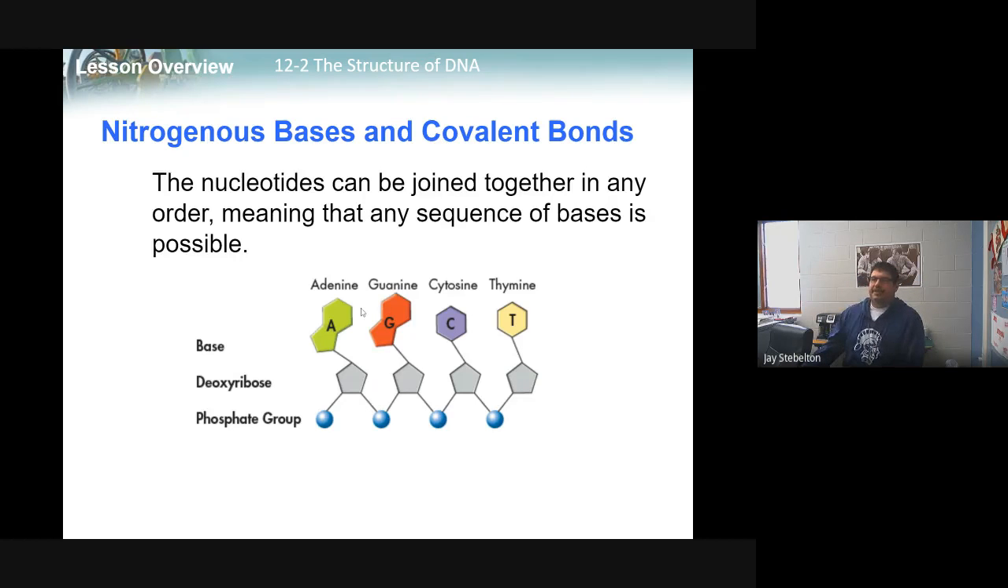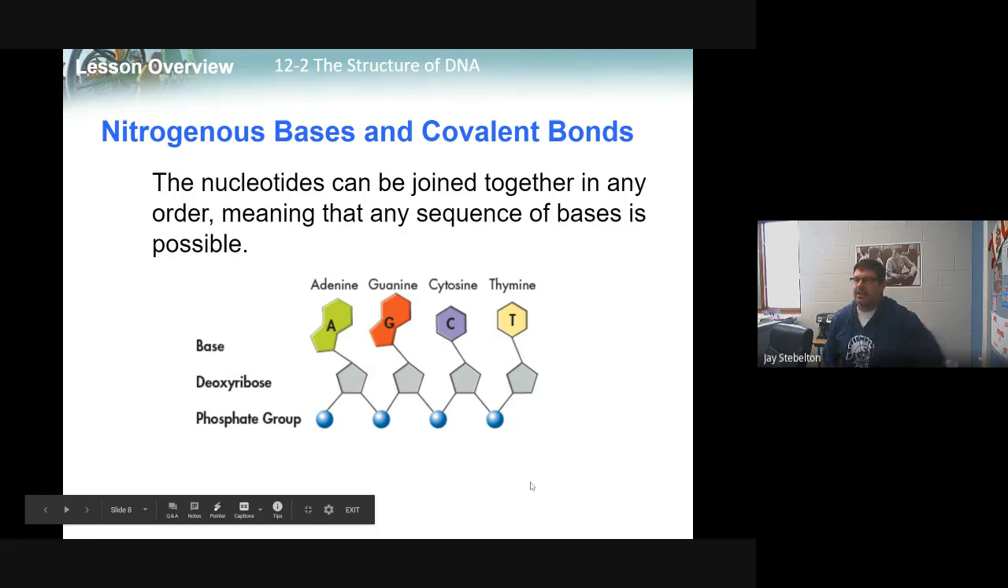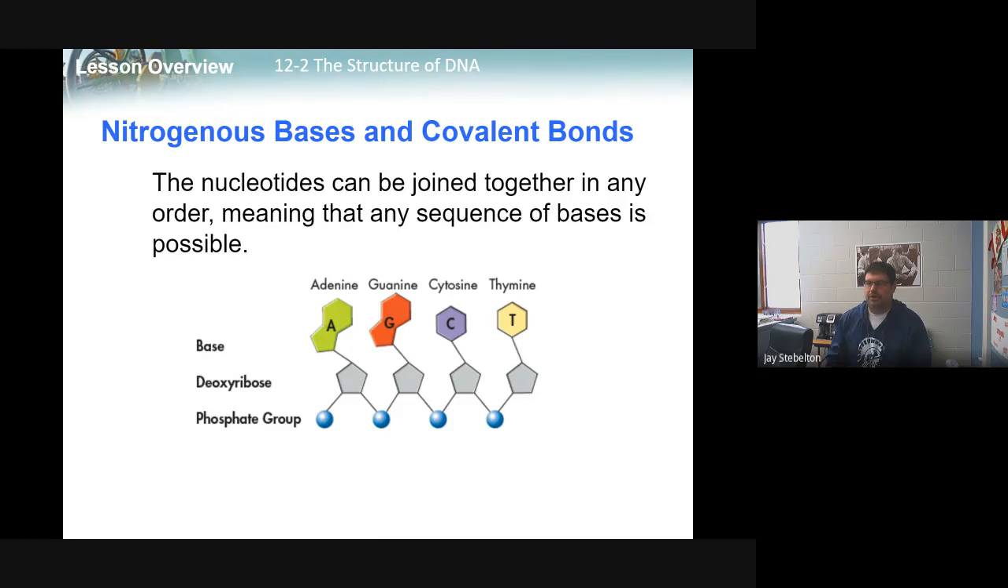These nucleotides can be joined in any order and any sequence of bases. That's what we call the genetic code. Your genetic code is made up of billions of these A, G, C's, and T's, and in a specific order to give you the characteristics that you have.